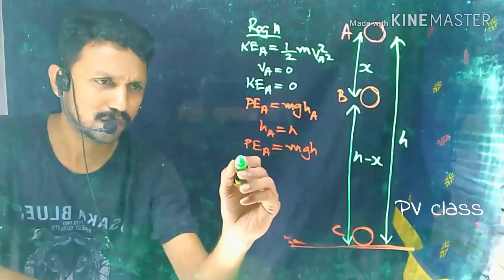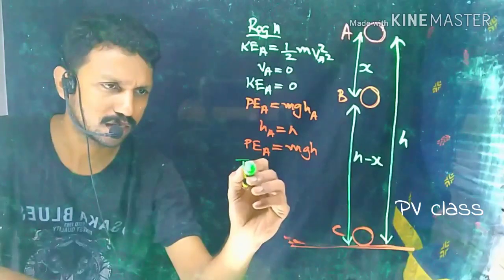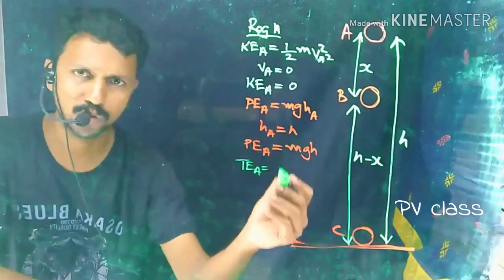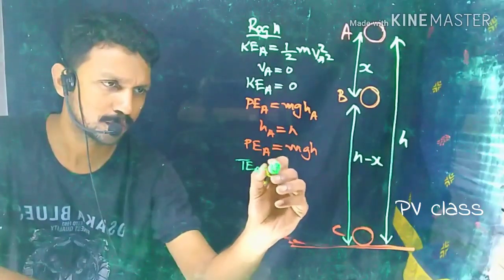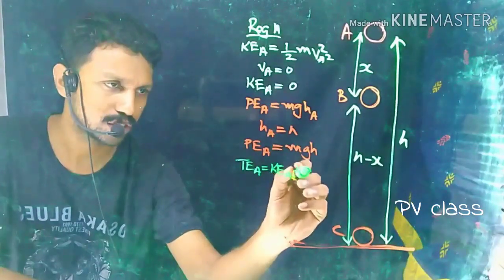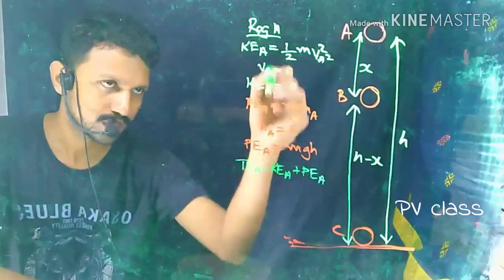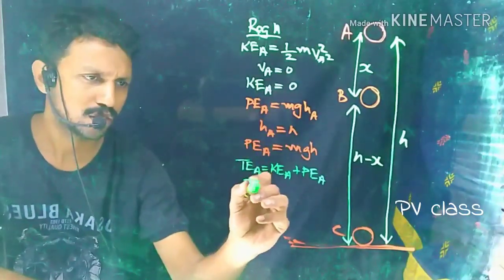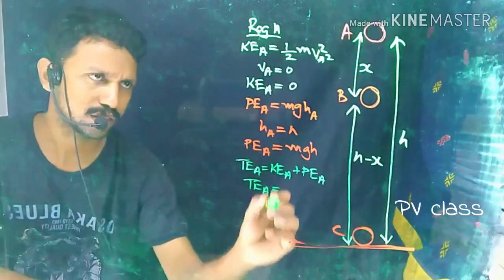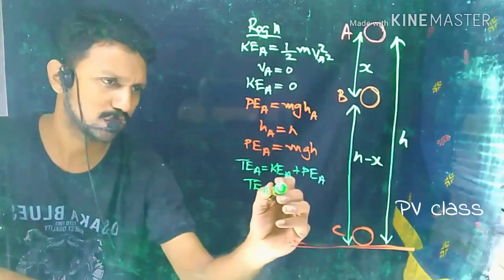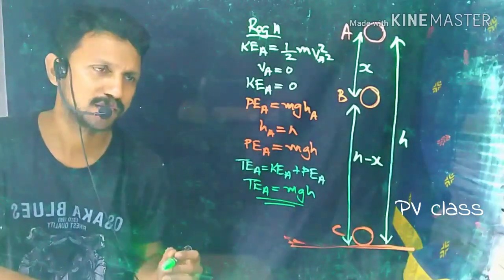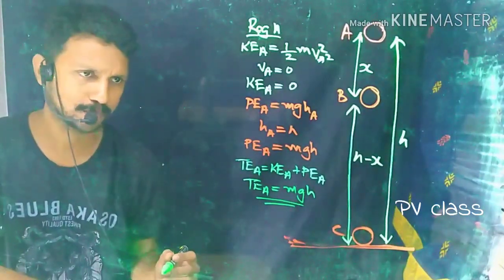Okay. Therefore, we have kinetic energy at region A and potential energy at region A. Then let me write total energy at region A. Total energy, as we all know, is the sum of kinetic energy and potential energy. Substituting the value of kinetic energy and potential energy, we get total energy at region A as 0 plus mgh, that is equal to mgh. This is the expression for total energy at region A.